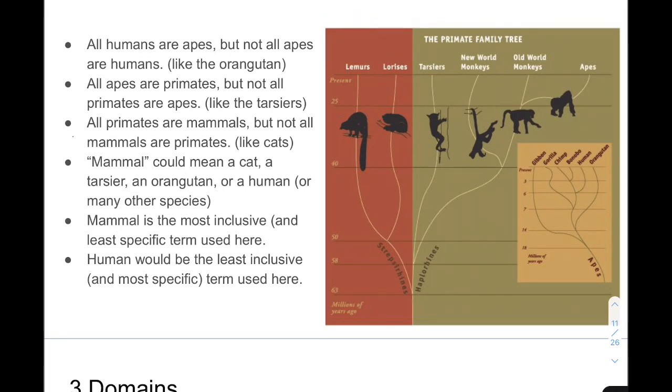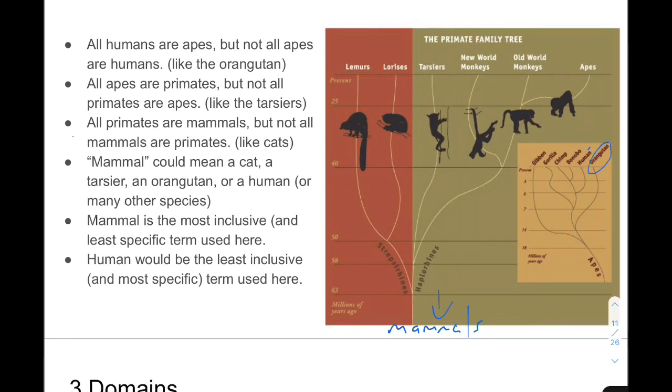All primates are mammals, but not all mammals are primates. So all the primates are mammals. This isn't on the chart, but a horse, a cat, a dog, whatever, those are all mammals too, but they are not primates. If we're looking at mammals, which is way down the chart here, they're way down there somewhere. Mammals is broad. If you're saying mammal, you could be talking about a cat, a dog, a horse, a duck-billed platypus. Or you could be talking about a primate, like a lemur or a monkey or an ape.